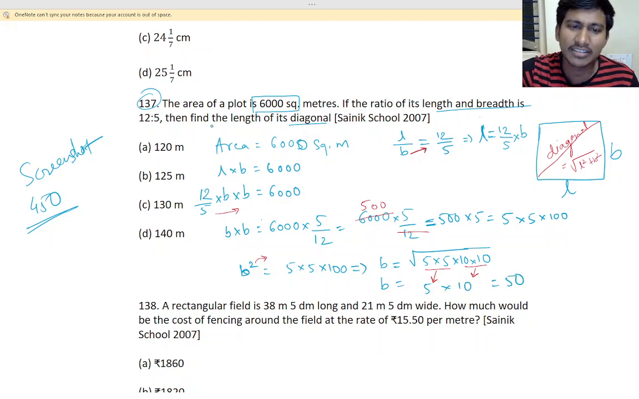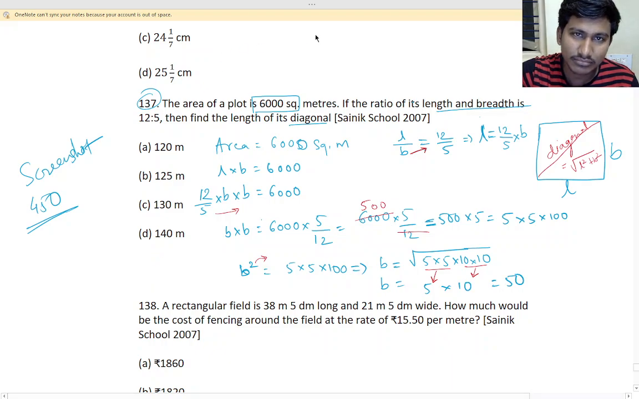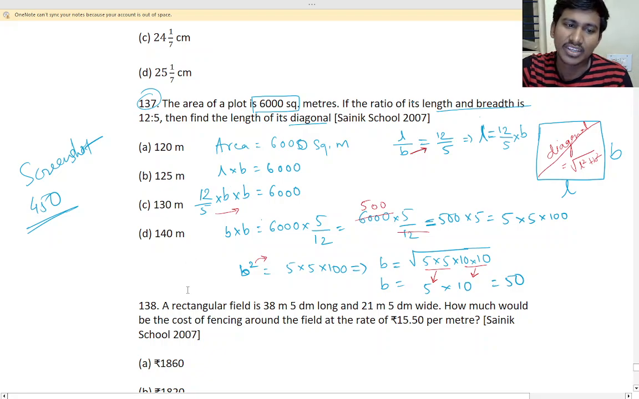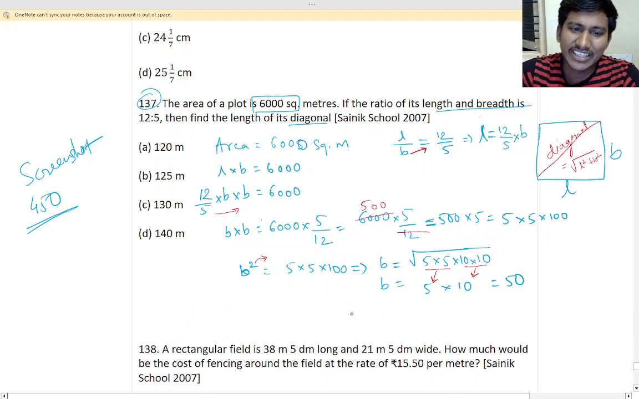Breadth is how much here? 50. Okay, now breadth is 50. So now we got length here. Length is how much now? That is 12 by 5 into breadth here. 12 by 5 into breadth, that you take it. So that is how much it will be? 12 by 5 into breadth is 50. Okay, you cancel it out.